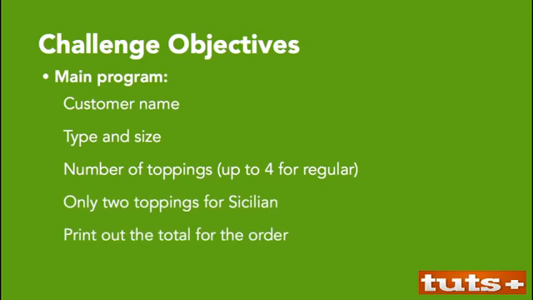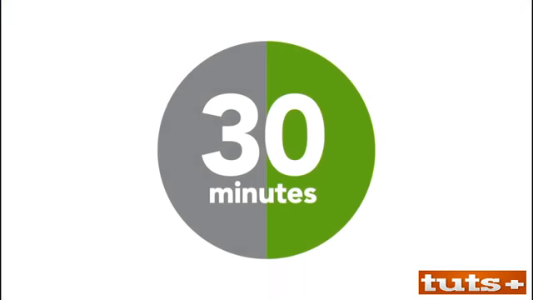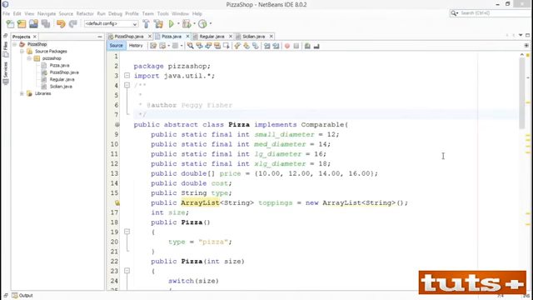Finally, we'll print out the total for the order, including a description of the pizza they ordered. It would be nice to allow the user to enter multiple pizza orders at one time. Try that for a little extra challenge. I'm estimating that this activity might take about 30 minutes, so don't be discouraged if it takes you a little while. I hope you liked that last challenge.